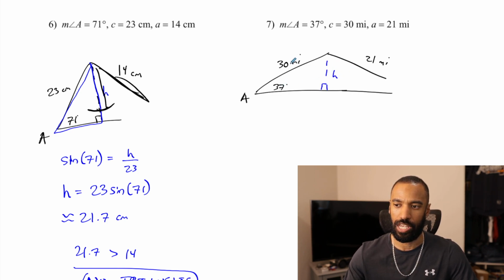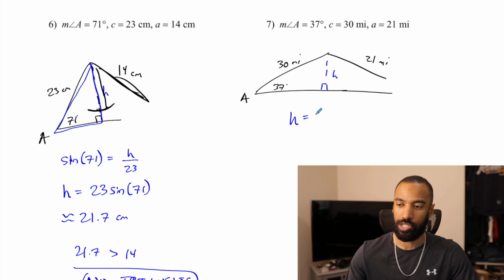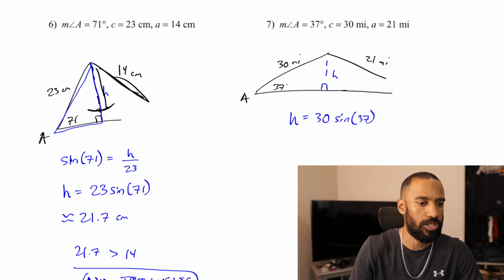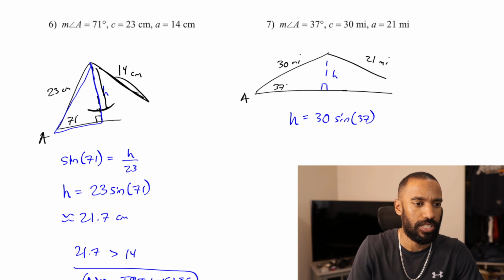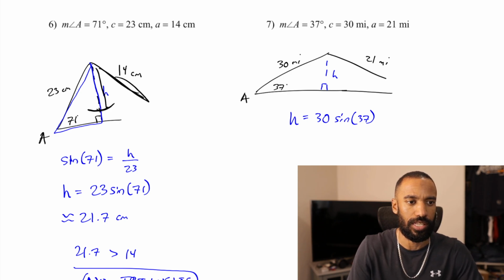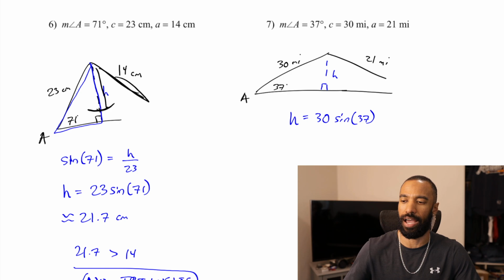Sine of 37 is h over 30. So h is 30 times the sine of 37. Without having you peek too much in the calculator here, 30 times sine of 37. It's 18.05, so around 18.1.